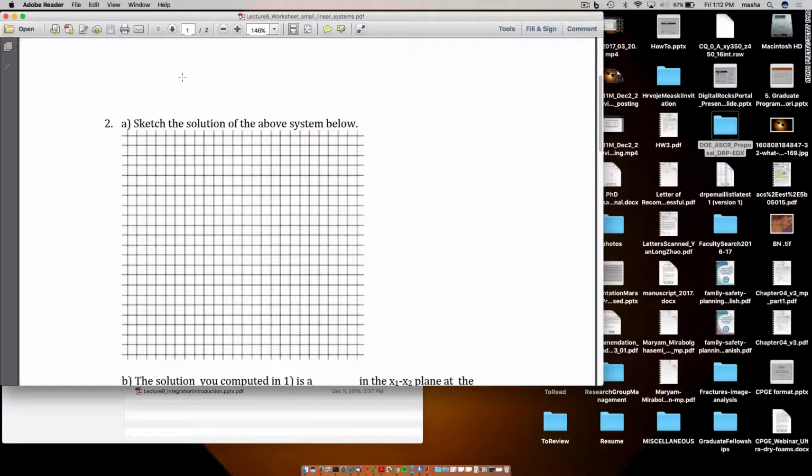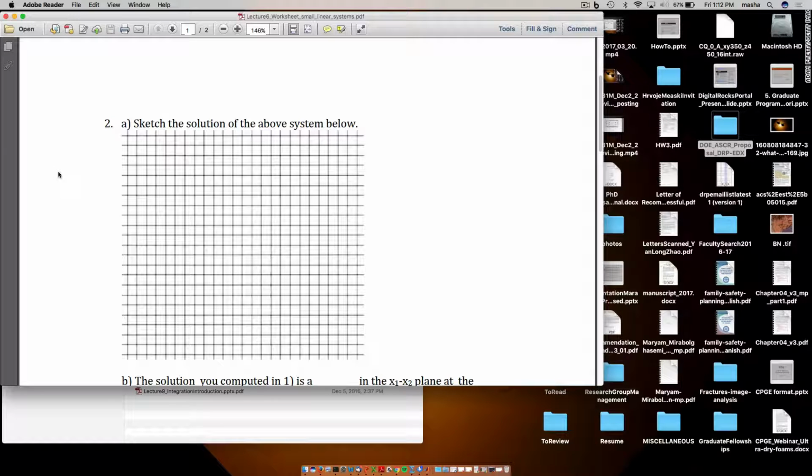So this is my x1, my x2. Let's say that this is 1, this is 1. So 2, 1 is this point, and 0, 7: 2, 3, 4, 5, 6, 7 is right here. So my line is something like this.